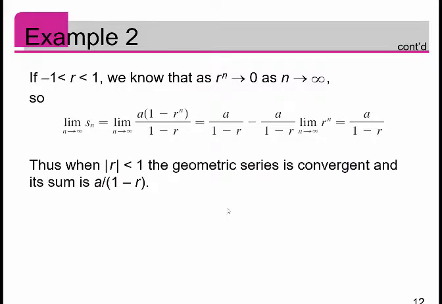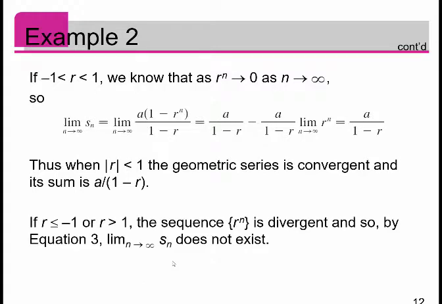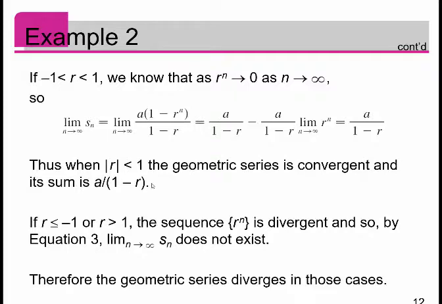All right, so thus when the absolute value of r is less than 1, the geometric series is convergent, and its sum is always a divided by 1 minus r, always. All right, so if r is less than or equal to -1 or greater than 1, this sequence r to the n is divergent, and so by equation 3, we can say that the limit as n goes to infinity of s sub n just doesn't exist. All right, therefore the geometric series diverges in most cases, only it's convergent when the ratio is between these two numbers.